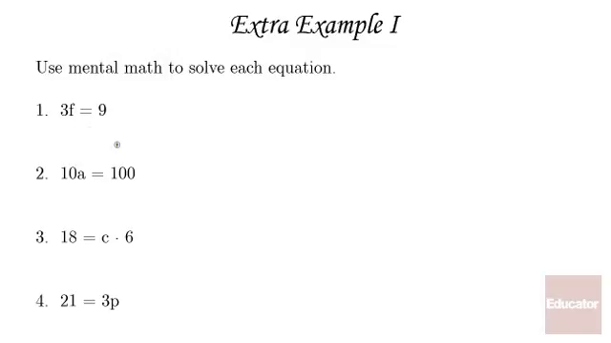Now again, when you're solving equations, you don't want to just write the number. You have to write what that number represents. You're saying that f is 3, right? Once you write it like that, variable by itself equaling the number, then that's your answer. Next, 10 times what equals 100? 10 times 10 equals 100. So then I have to say a is equal to 10.